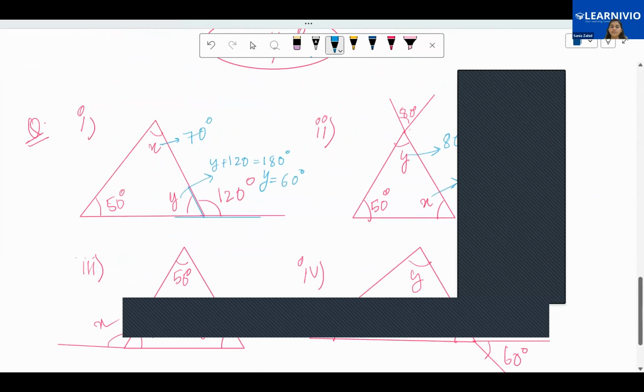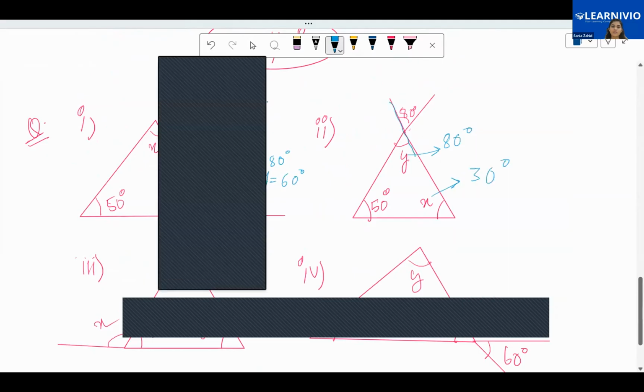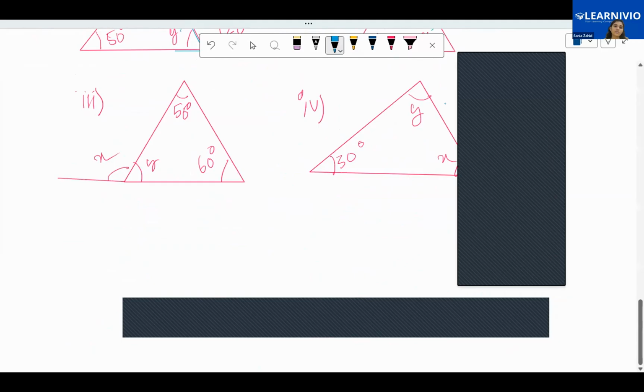See, 80 degree and y, they are vertically opposite angles. Can you see? This line and this line, they are vertically opposite angles, and vertically opposite angles are equal. So y is equal to 80. Now over here, what is x?